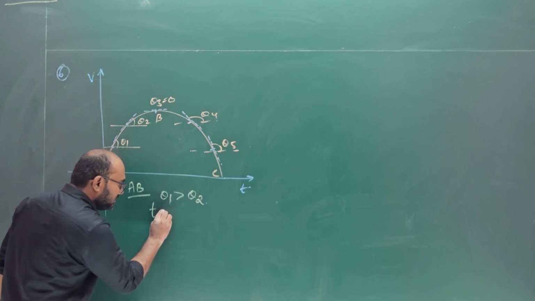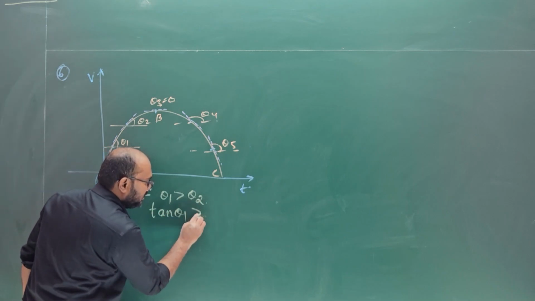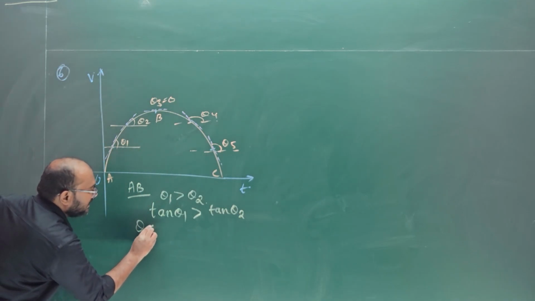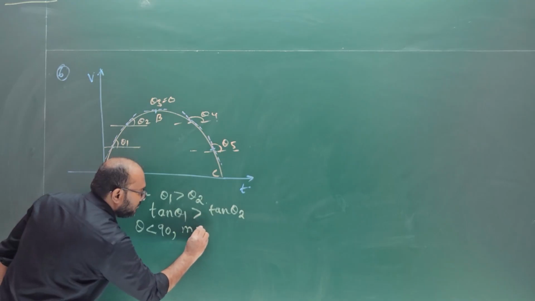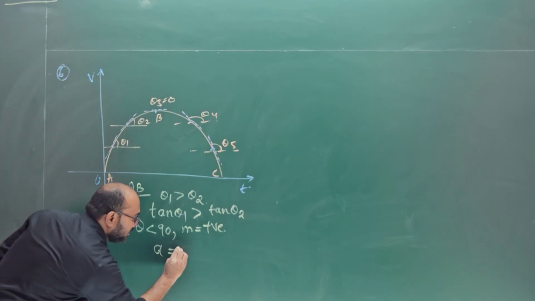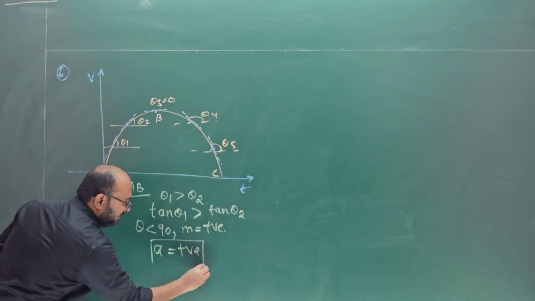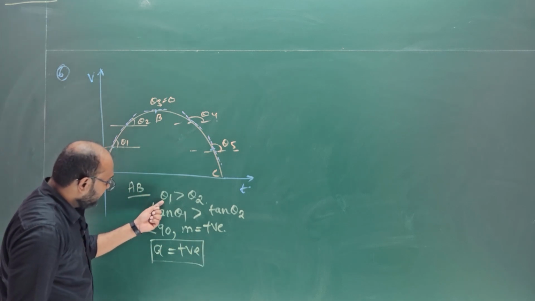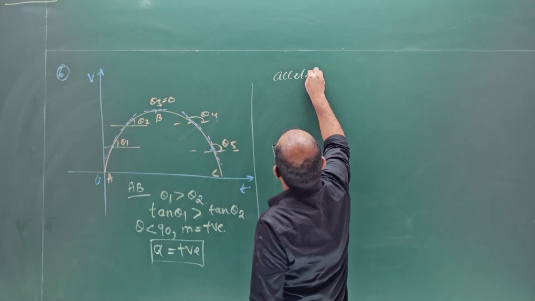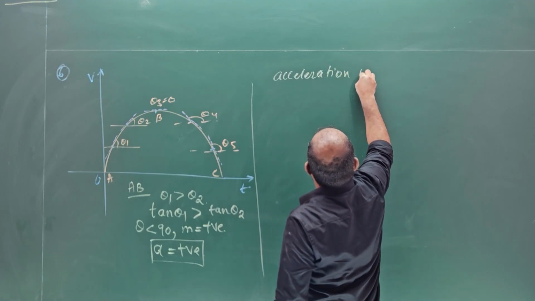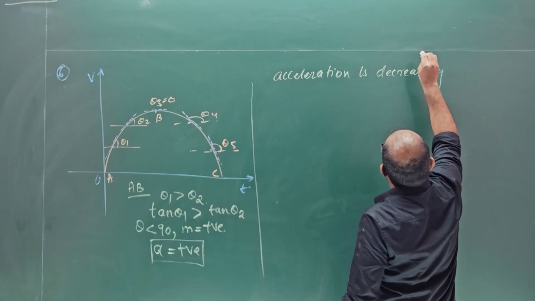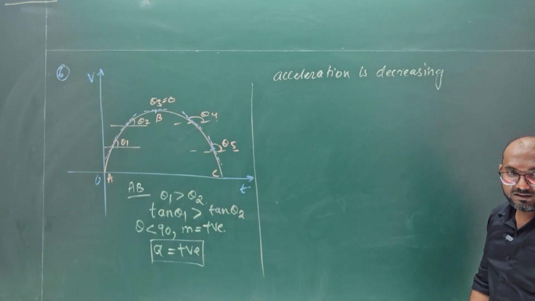Then can I write this as tan theta 1 is greater than tan theta 2. Let us check the slope. Theta is less than 90. Then can I say m is positive? If m is positive, acceleration is also positive. If acceleration is positive, but by seeing theta 1 and theta 2, I can say that acceleration is decreasing now. Acceleration is what? Decreasing. If acceleration is decreasing, velocity always decreases.